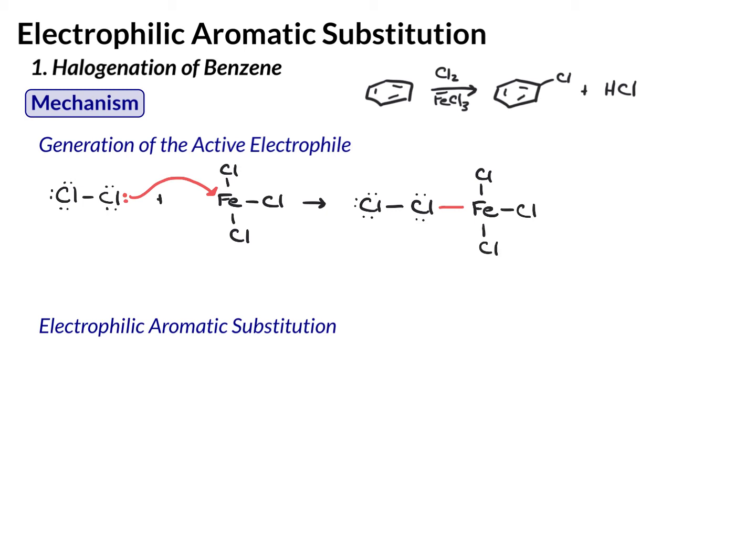Now the iron was neutral. It accepted electrons, so it now has a negative charge. The chlorine in the middle was neutral. It now has two bonds. It has a positive charge. This Lewis acid-base adduct is now our active electrophile. And what it is, it's our electrophilic source of Cl+.